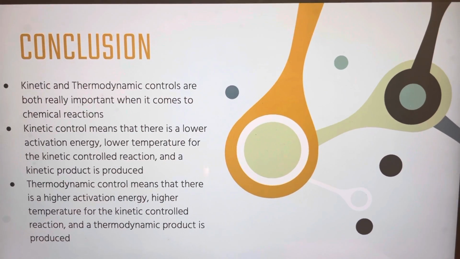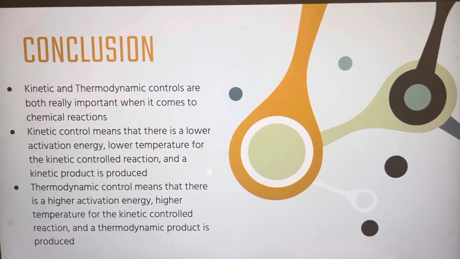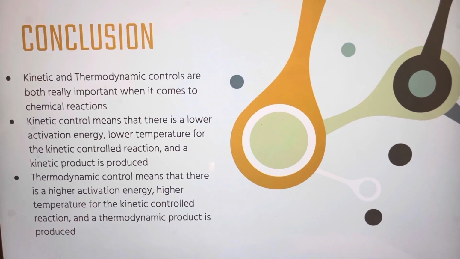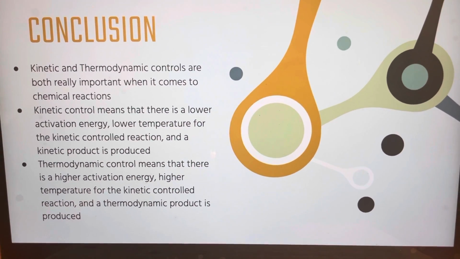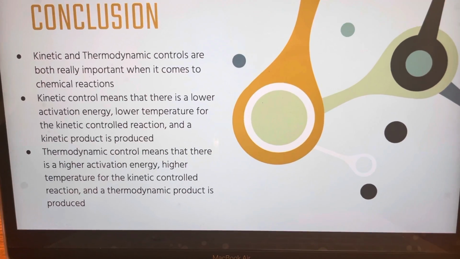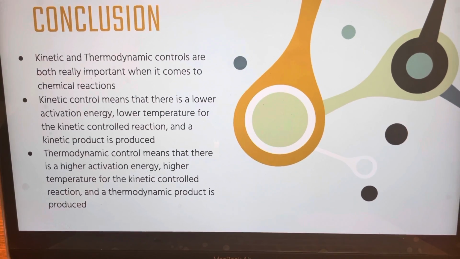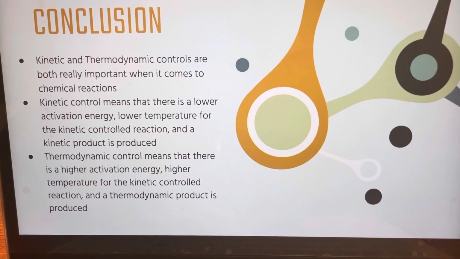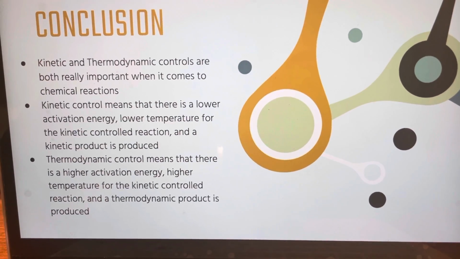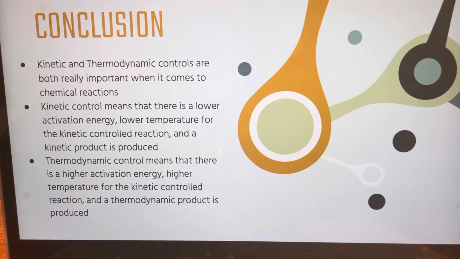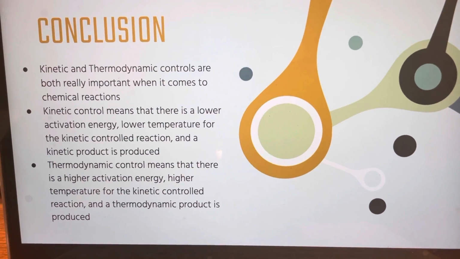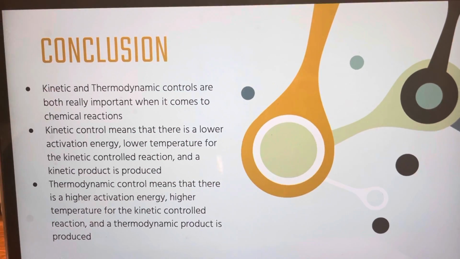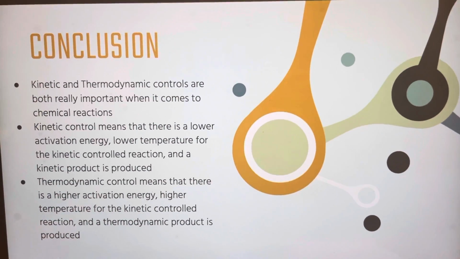So in conclusion, kinetic and thermodynamic controls are both really important when it comes to chemical reactions. Kinetic control means that there's a lower activation energy, lower temperature for the reaction, and a kinetic product is produced. Thermodynamic control means that there is a higher activation energy, higher temperature for the reaction, and a thermodynamic product is produced.